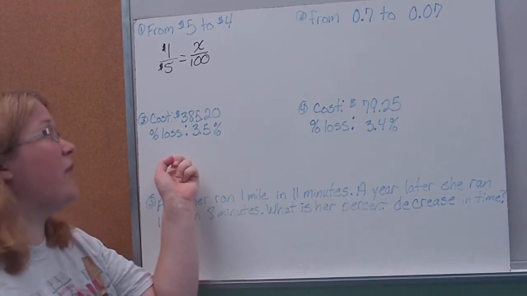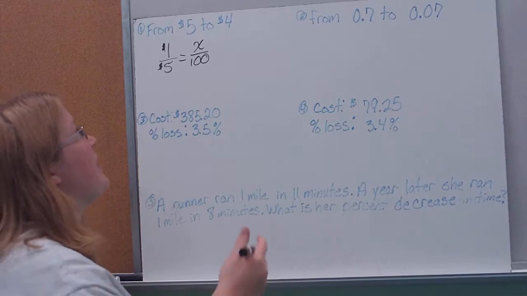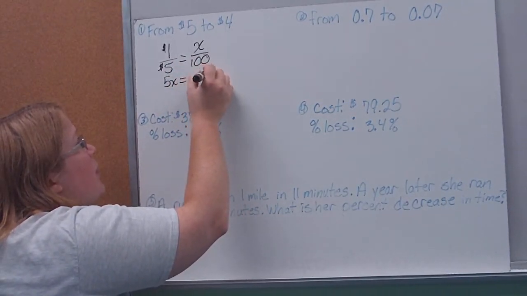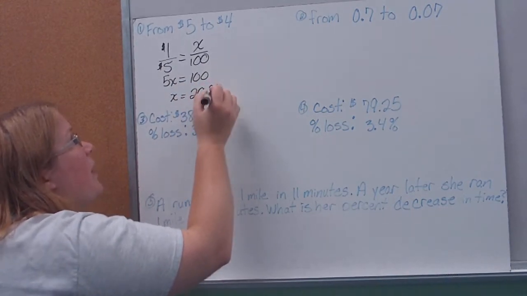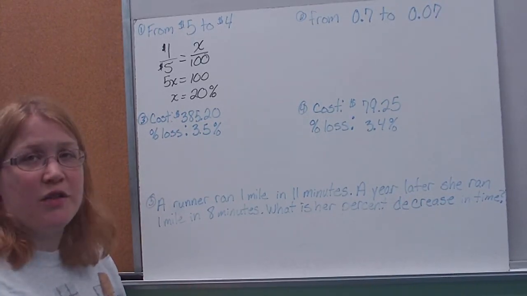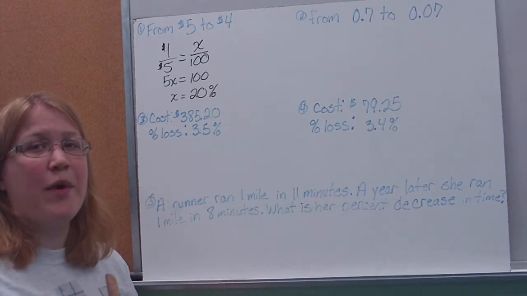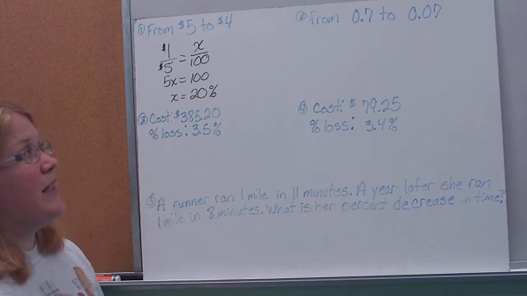Here you'll notice we're looking for what the loss was or what was the decrease, how much money did they lose. So again, we're going to do our cross multiplication. And when we solve, we find that is a 20% decrease from $5 to $4. It was only $1, so it doesn't seem like it might have been that much, but it's really the numbers that make the difference. 20% decrease.